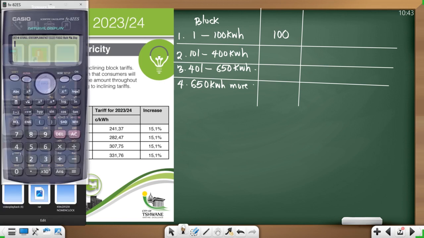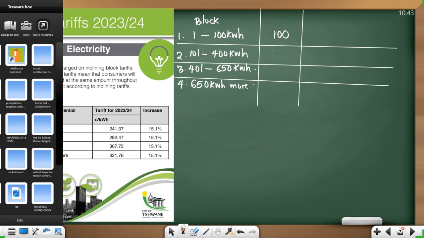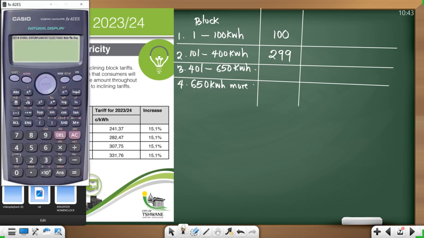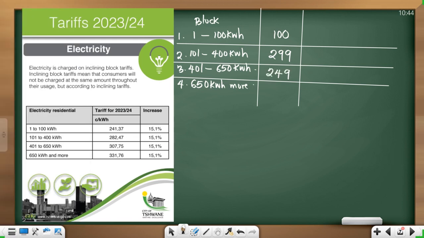In the second block, I would then say, what is my usage there? 400 minus 101. And that gives me 299. So this is the first thing you do. You check the margin in every block. For the next block, minus 401, what am I supposed to be able to use here? 249. And then greater than that will be the next block.